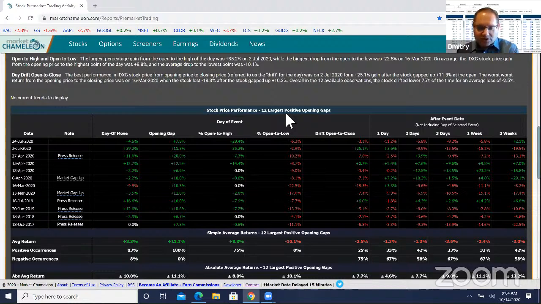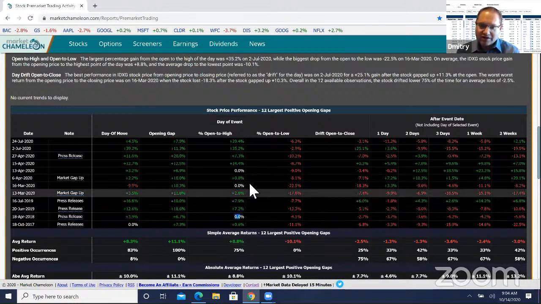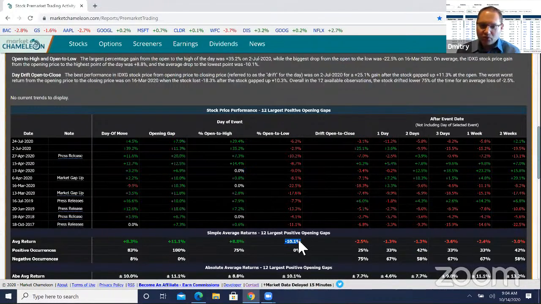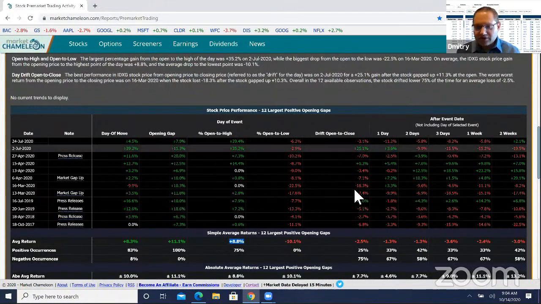So this is what it tended to do after the opening. From the open to the high of the day, the average move was 8.8%. It looks like 25% over here, where the opening price was the high of the day, and it tended to then drift lower. From the open to the low of the day, the average move was 10.1%, so a little bit more tilted towards the low than the high.